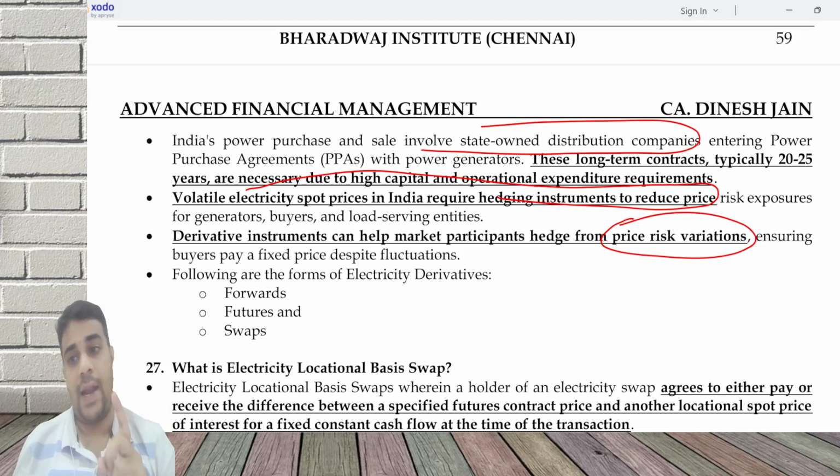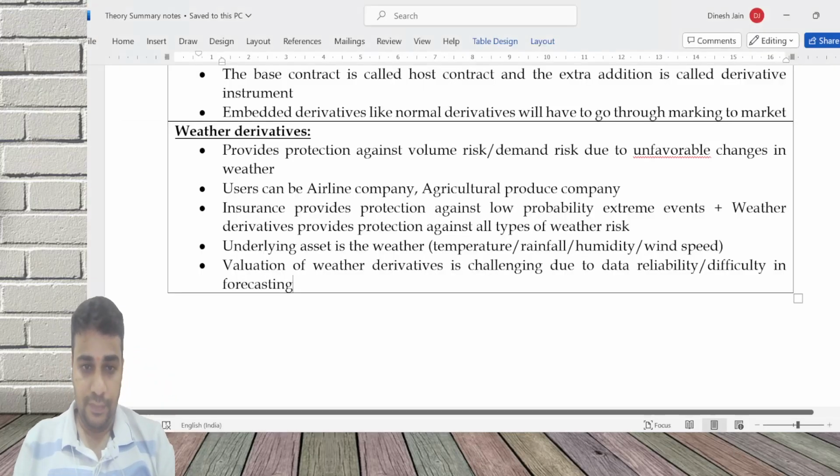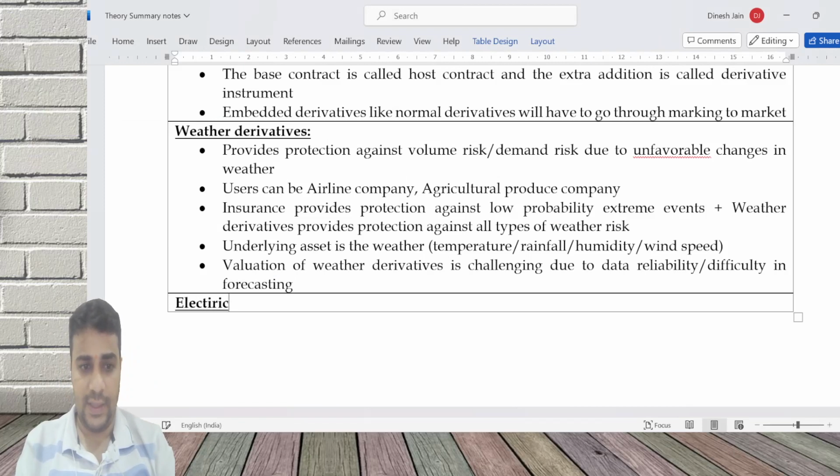That was against demand risk. This is against price risk. Forward, futures, and swaps are the electricity derivatives.